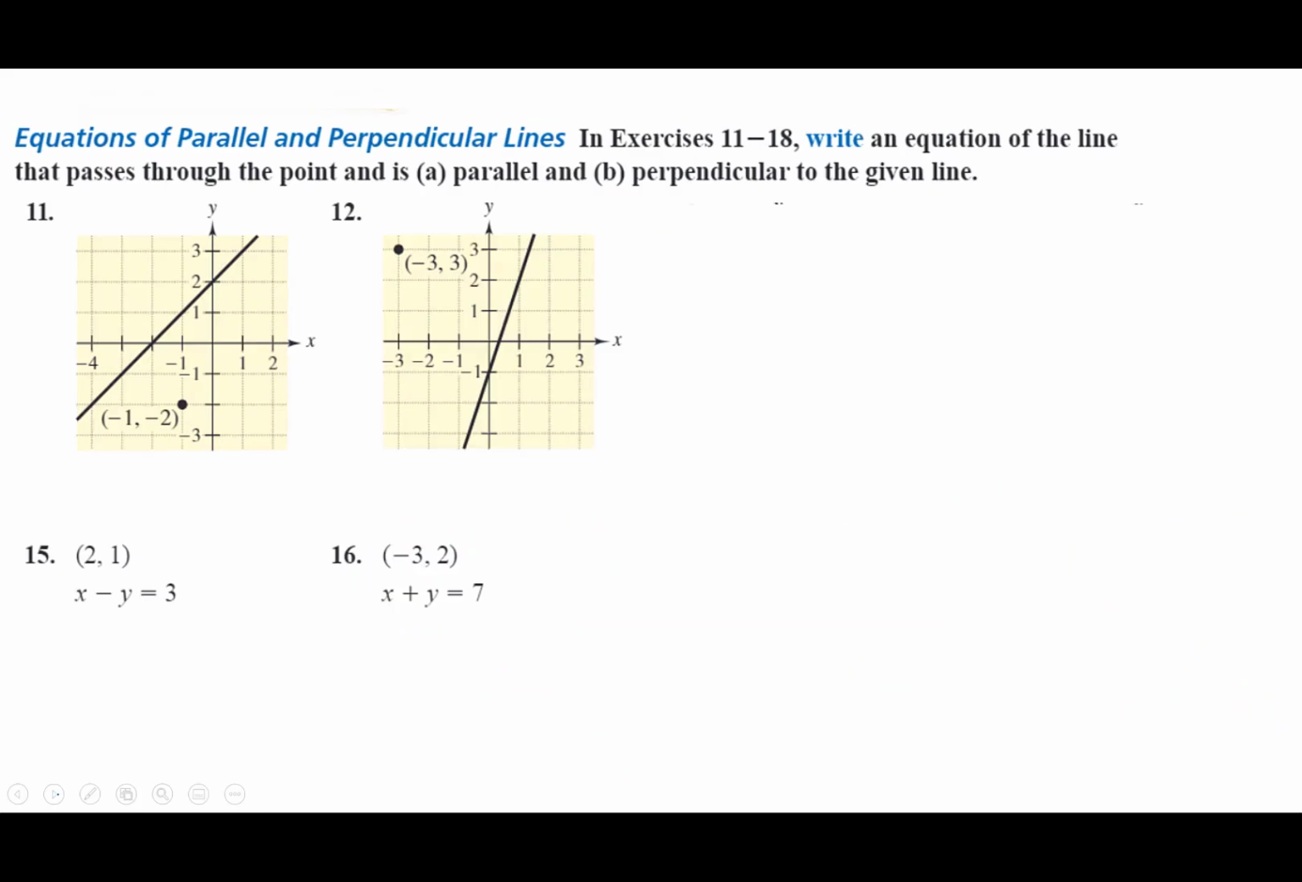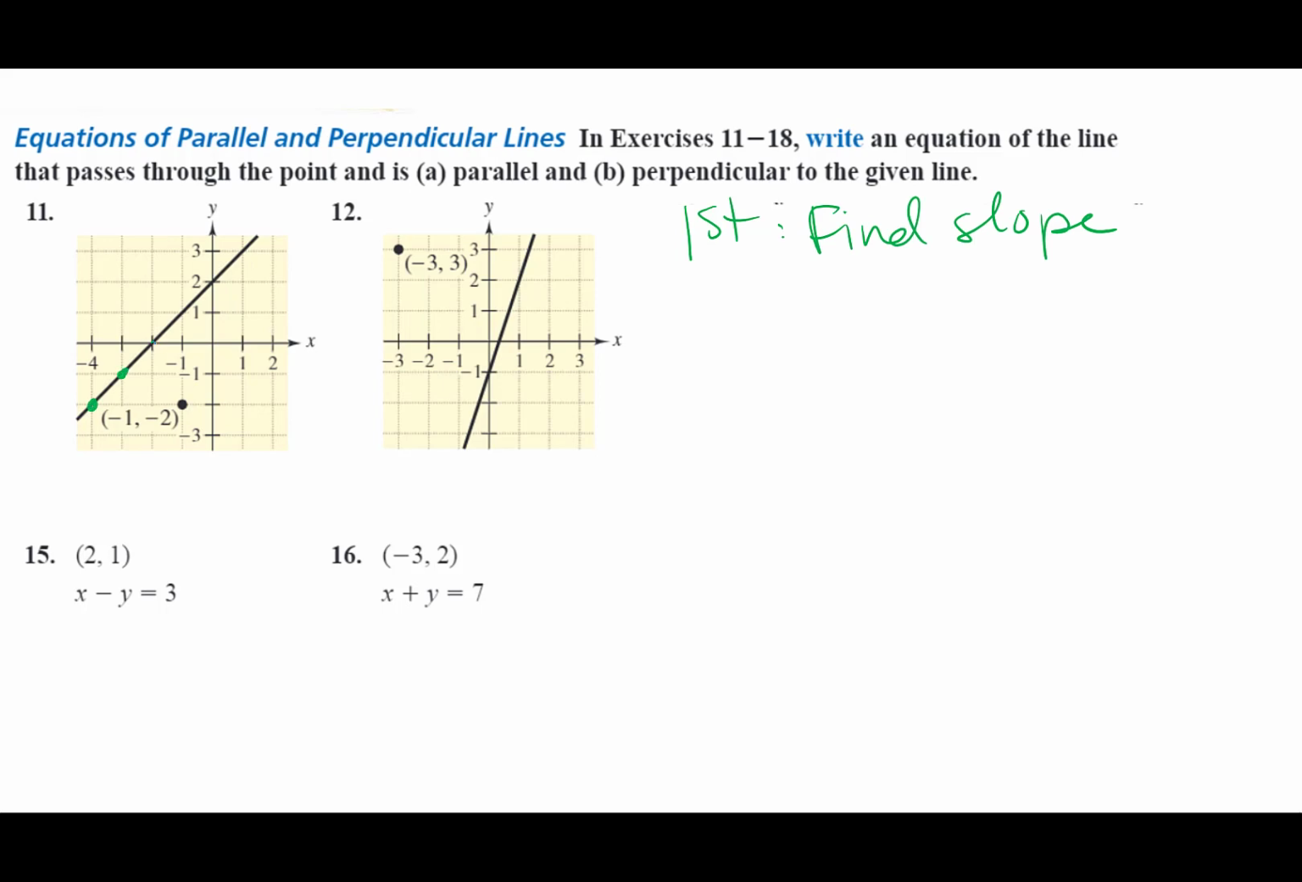Okay, next it says write an equation of a line that passes through the point that is A parallel and B perpendicular to the given line. Okay, so these are multi-step problems. These are probably the hardest that you'll see in this section. The first thing you need to do is you need to find the slope. So take a look at number 11.